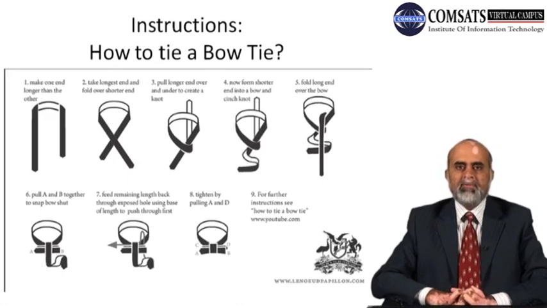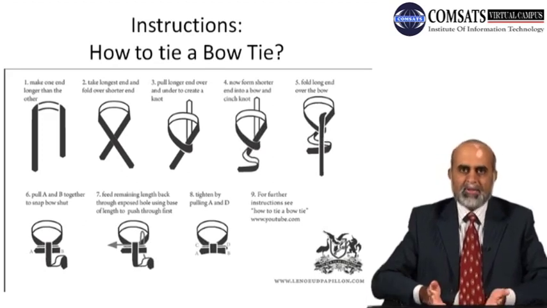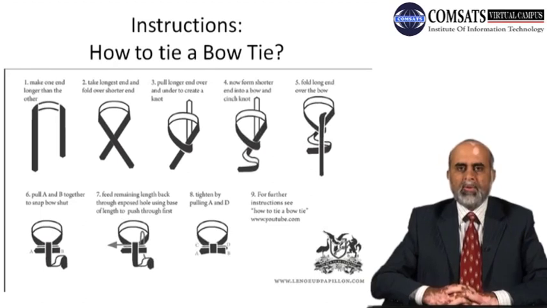And here you don't have the first section because for some instructions it is quite obvious that in order to tie a bow tie you need a tie. So you don't need to mention things that are required for it. I'm not going to read it out, but I just want you to look at the first word of each of these steps. Look at the first sentence, make one end longer than the other. Make is a verb. The second sentence, take longest end and fold over shorter end. So you have the verb take. Next one is pull.